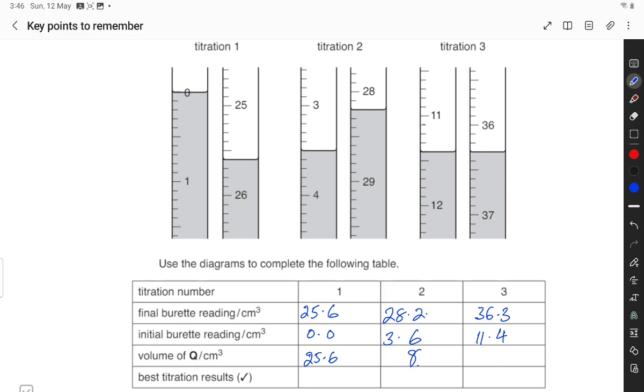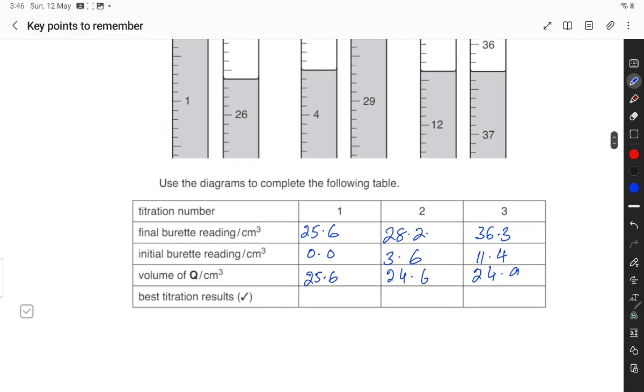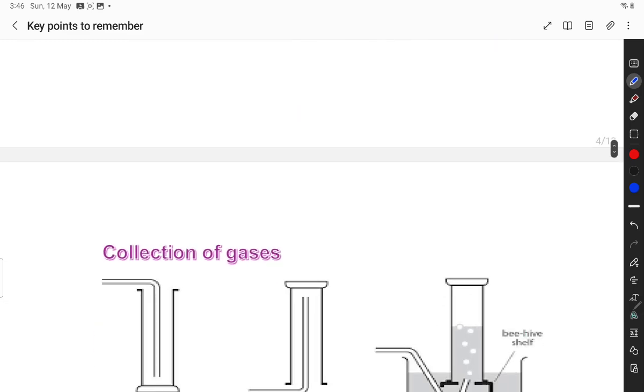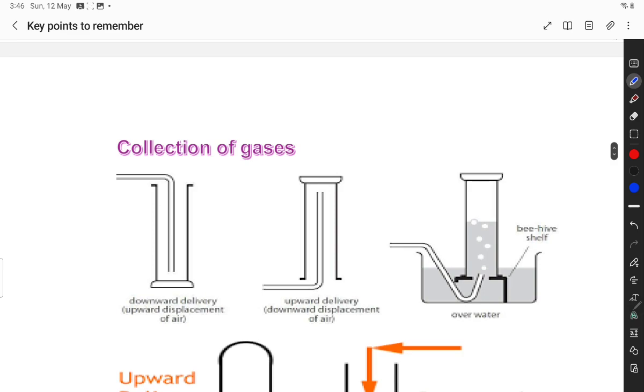The first is 25.6. The next is 38.2 minus 3.6, which equals 34.6. The next is 36.3 minus 11.4, which equals 24.9. So the best titration results are 24.6 and 24.9.